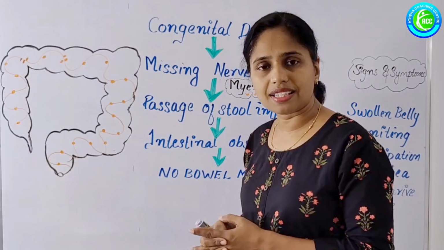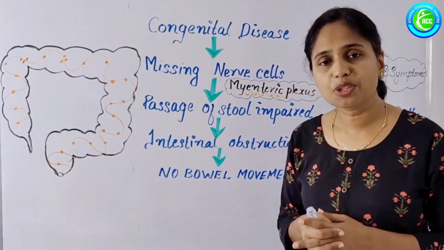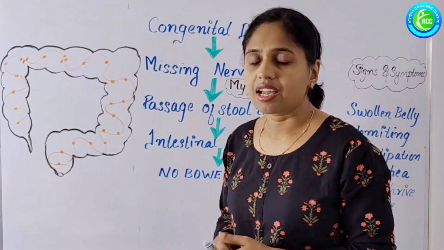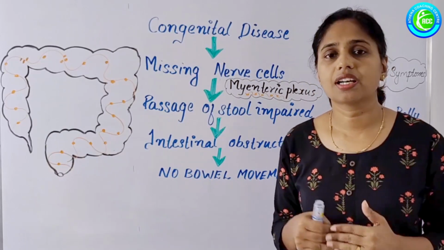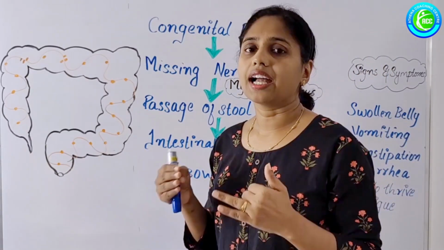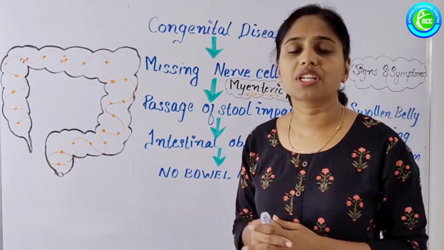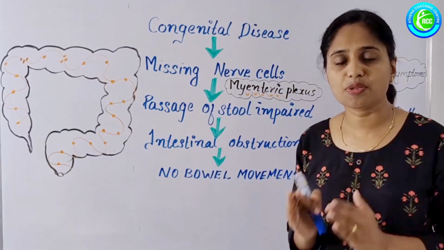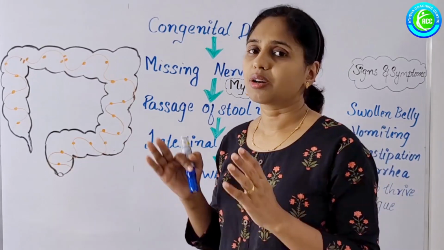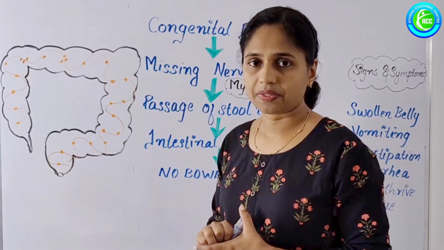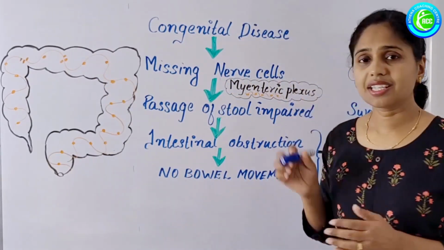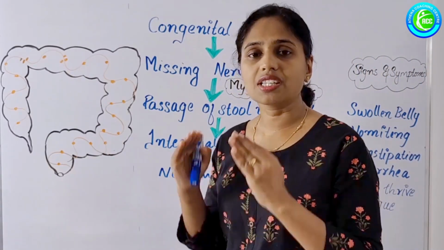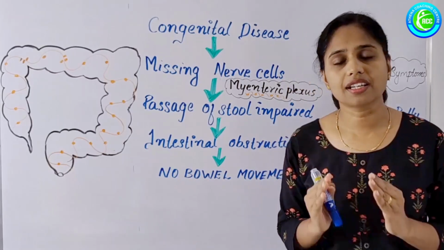So what is this myenteric plexus? This is a group or network of neurons or ganglions, which consists of a synapse network, neurons and neurotransmitters. These myenteric plexus are responsible for movement of the colon. Okay, so the myenteric plexus are a group of nerve cells which is a part of the enteric nervous system.